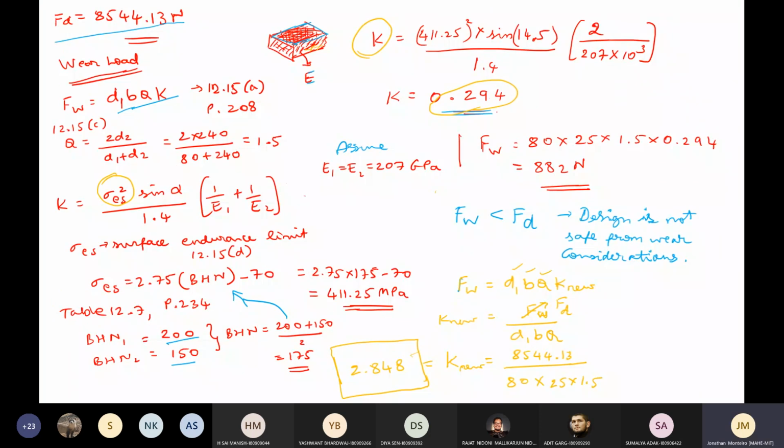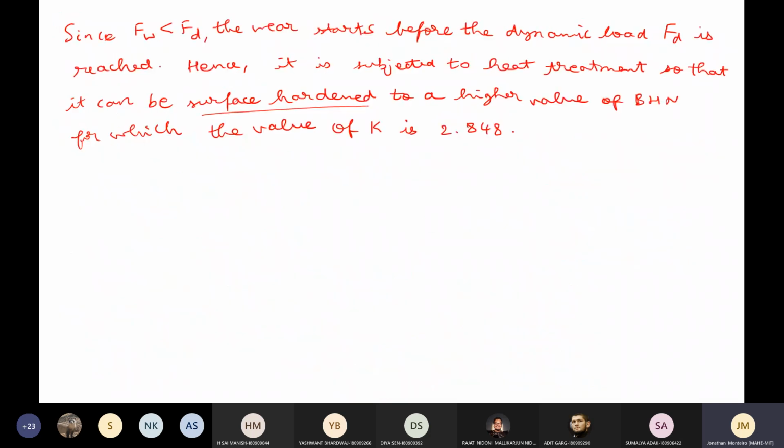Finally, in today's class, we looked at the wear load and what to do if the wear load is quite less compared to the dynamic load that is allowed. Even before the dynamic load of 8500 is reached, you will start wearing the tooth at 800 newtons itself. To avoid failure due to such problems, we have to surface harden the material. We have also suggested the new value of K, so that we can reverse calculate and find out what the BHN number should be.